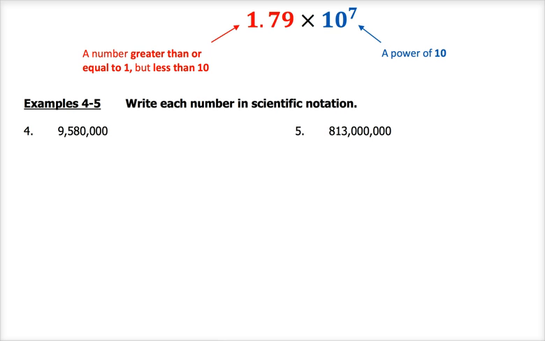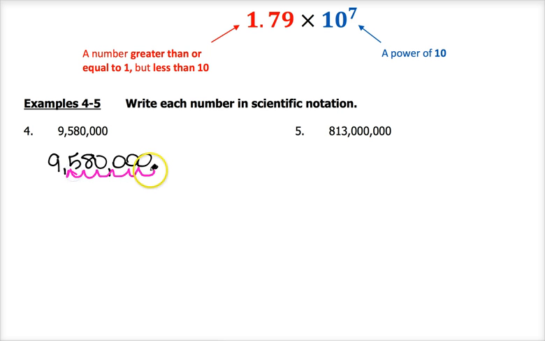Okay, so for number 4, I have the number 9,580,000. What I'm going to do is imagine where the decimal point is on this number. Because it's a whole number, the decimal point is going to be to the right of this last 0. So there's my decimal point. In order to get this number in scientific notation, I need to move that decimal point left until I get a number that's between 1 and 10. So let's count how many places we need to go. We need to go 1, 2, 3, 4, 5, 6.